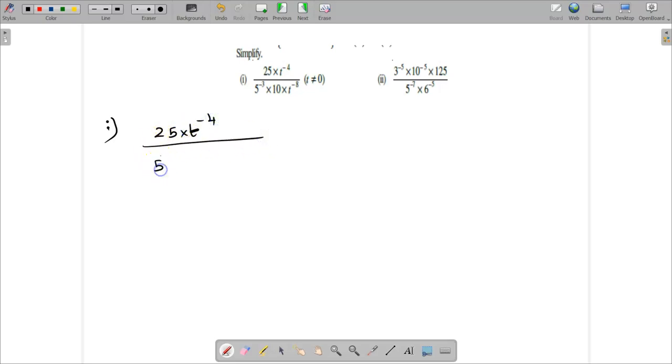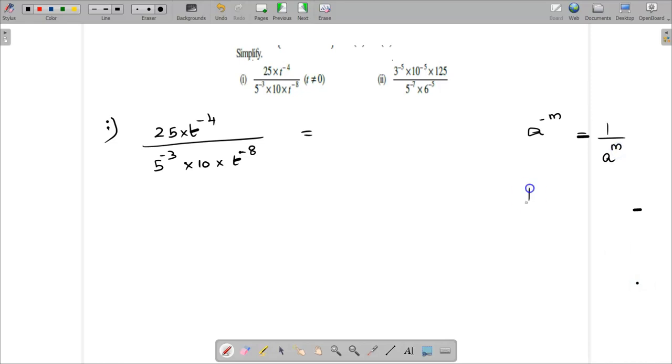divided by 5 power minus 3 into 10 into t power minus 8. So generally we know that whenever we have negative powers, we need to convert the negative power into positive power. So how can we convert that? If we have a power minus m, when we bring this term to the denominator, the base becomes the same a, but the negative power becomes positive power, it becomes plus m.